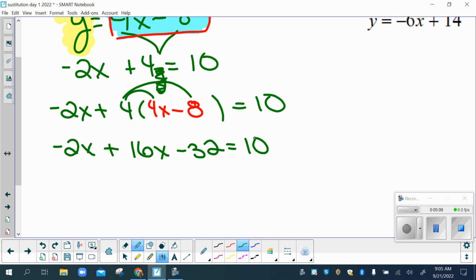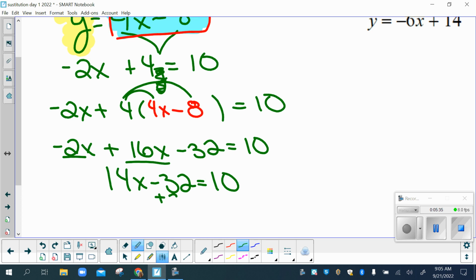We want to clean up this side. It's way too messy. I got x's all over the place. So let's squish them together. I got negative 2x and 16x. We're not moving anything. We're just combining like terms. So it looks like I'm going to get 14x minus 32 equals 10. Are we okay so far? Everybody good? Okay, we're almost home. We're running this baby home.